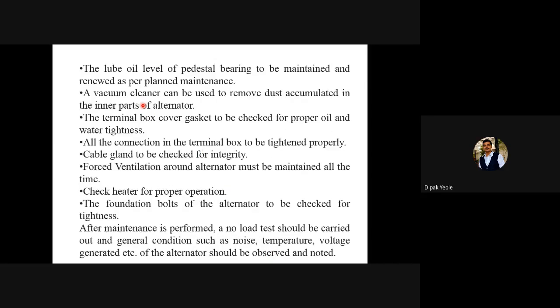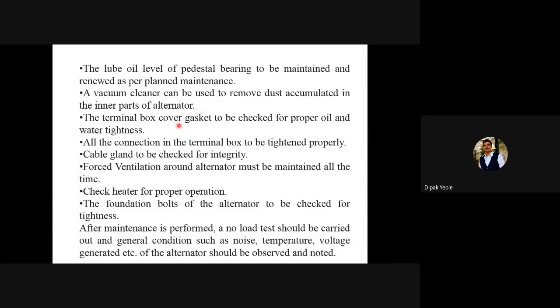Now, we are interested in alternator maintenance. So obviously there is the lubricant oil level of the pedestal bearing. We are using bearings, and inside the bearing there is oil. It is to be maintained and renewed as per the planned maintenance. So obviously we have to check the manual of that particular alternator and follow the procedure to replace the lubrication oil, or to replace the brushes. A vacuum cleaner can be used to remove the dust accumulated in the inner parts of the alternator. So one can think how to remove the dust; obviously we can use the vacuum cleaner.